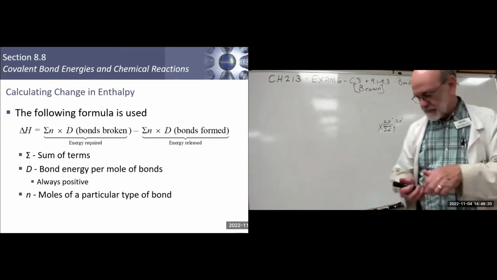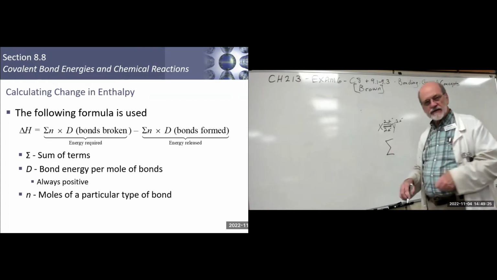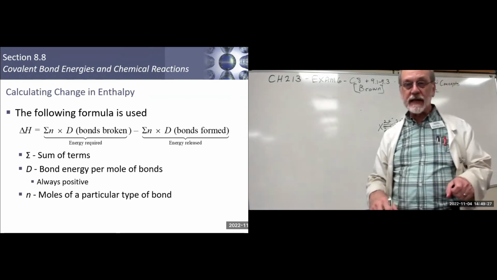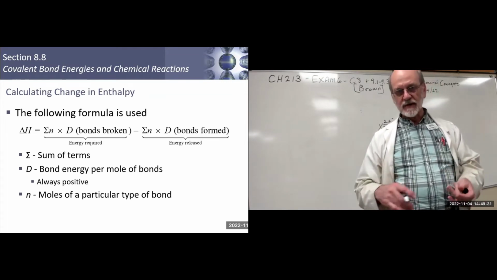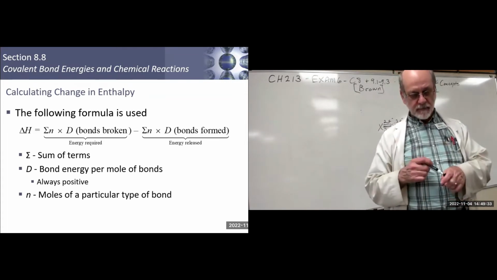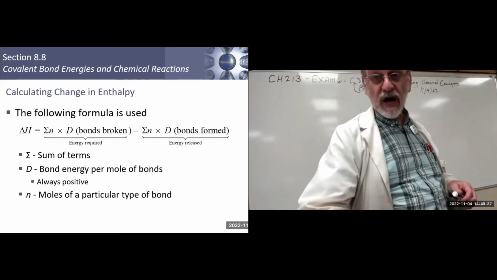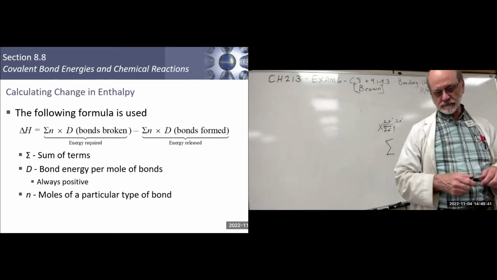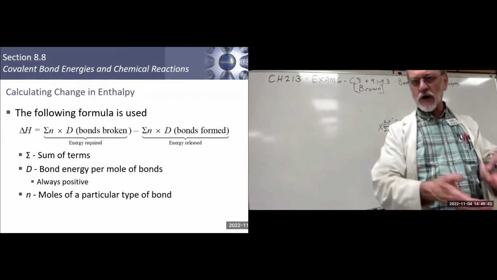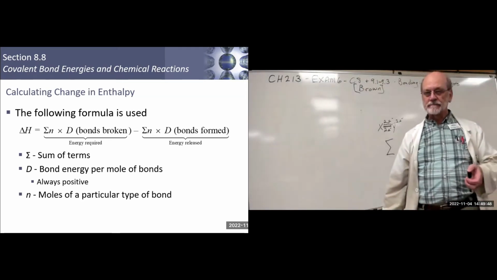So this letter is the capital Greek letter sigma. And in mathematics, it always means summation. You add up the values. D is the bond energy per mole of bonds, and it's always positive, like in our chart. And N is the moles of a particular bond.